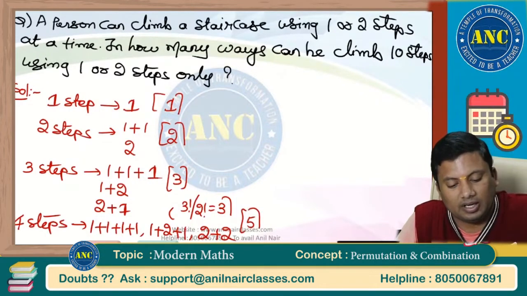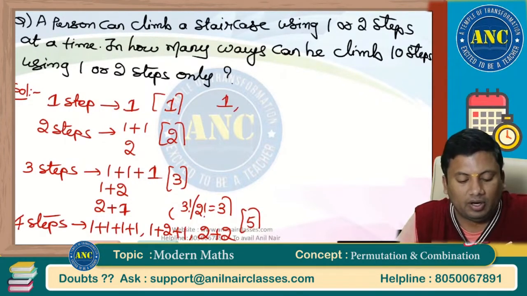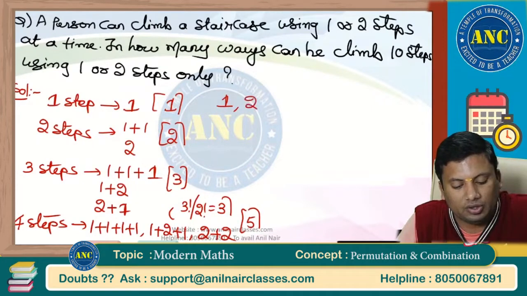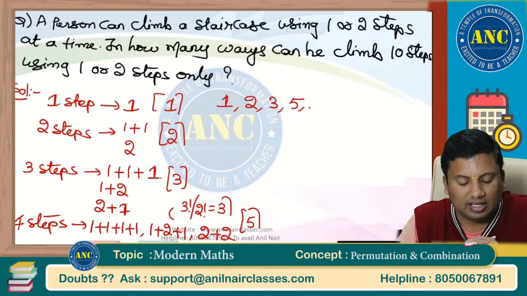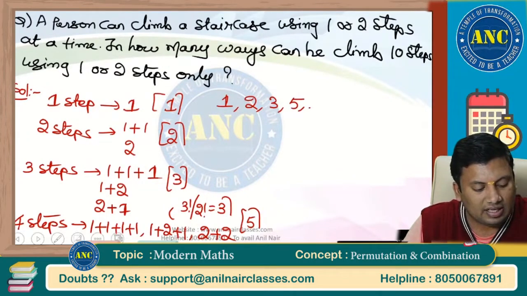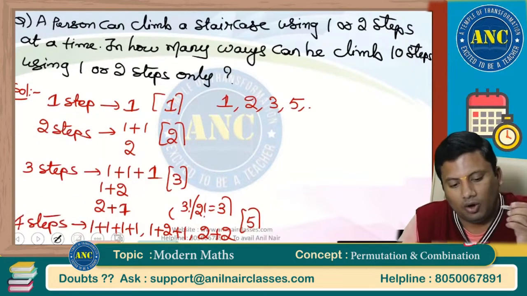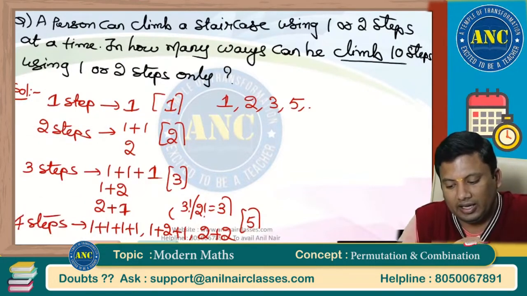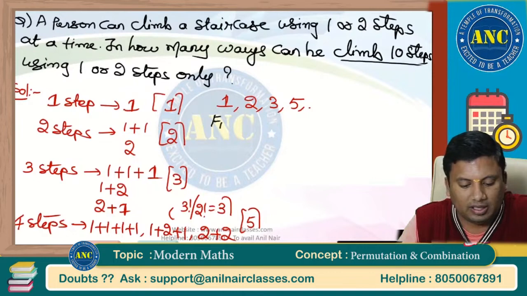So if you observe, 1 step can be done in 1 way, 2 steps can be done in 2 ways, 3 steps can be done in 3 ways, 4 steps can be done in 5 ways. This is nothing but a Fibonacci series. In the Fibonacci series, how many do I require? I require 10 steps. So this is F1.